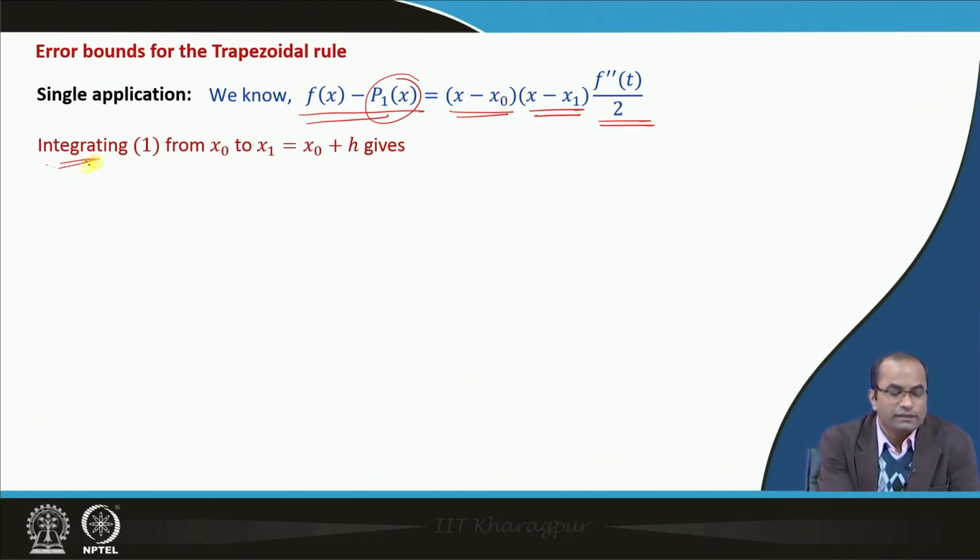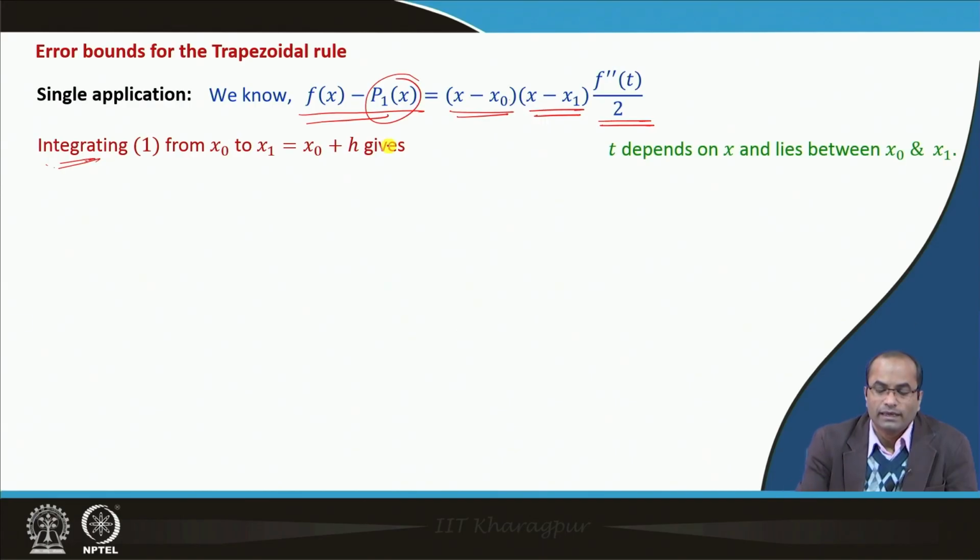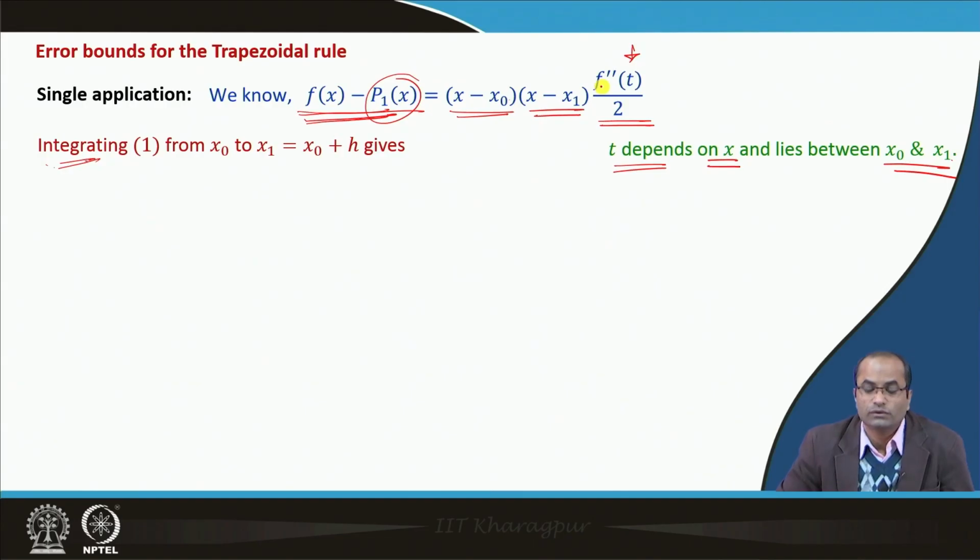So, now we integrate this function from x naught to x 1, and here this t, as I said, depends also on x, and this lies between 0 and x 1, because there is an x there. So, this error will naturally depend on this x also. So, this t is also a function of x naturally.